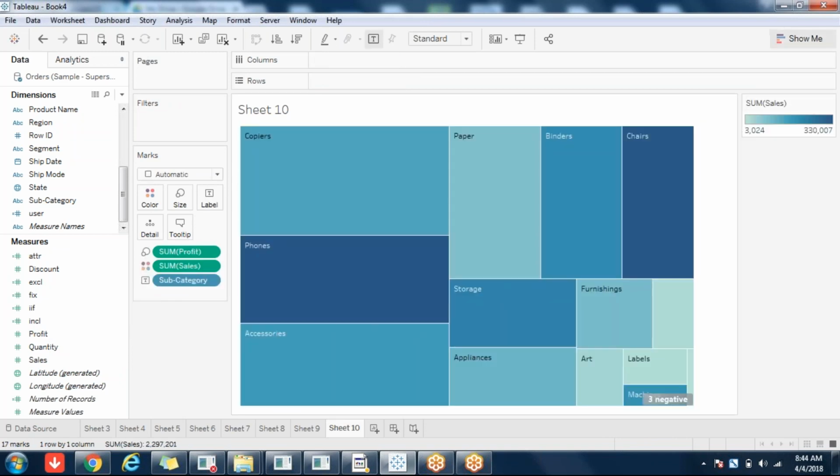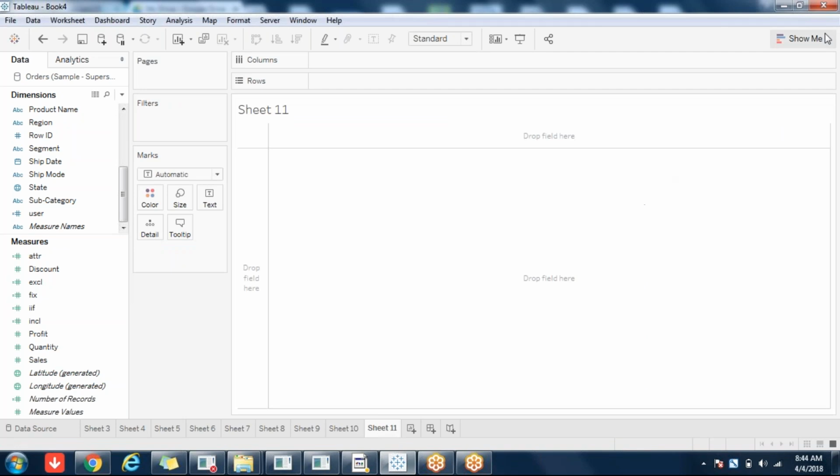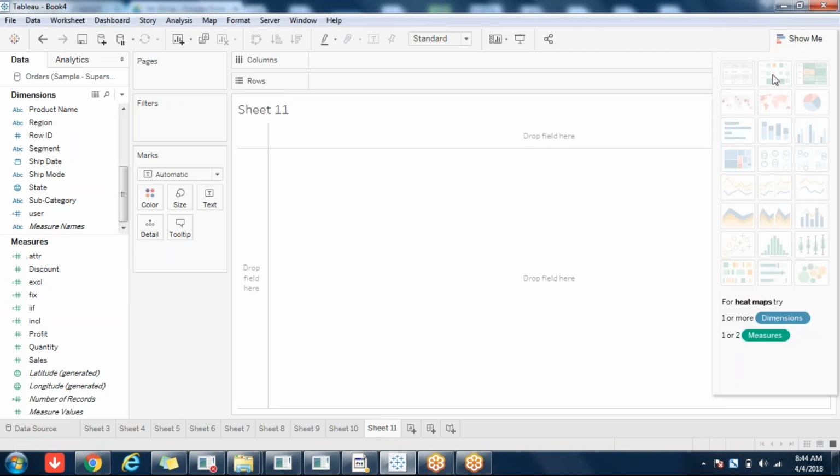Colors, you can change it always. Or if you are not interested, you can drag and drop and change it. I'll show you later. So this is tree map. Now, again, can somebody read this? What is written there? Heat maps: one or more dimensions, one or two measures. What did you observe? That is the question.